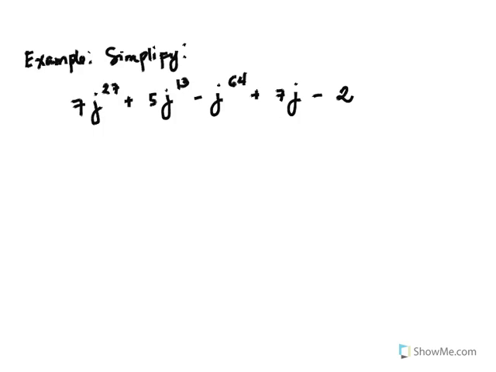So sa 27, pag dinivide mo to by 4, the remainder is 3. Si 13, pag dinivide mo by 4, the remainder is 1. Si 64 is completely divisible by 4, so the remainder is 0. So kapag in-apply natin yung previous natin na generalization, since the remainder of j to the 27 is 3, pwede natin yung palitan ngayon ng negative j.